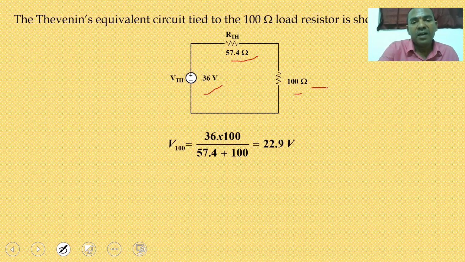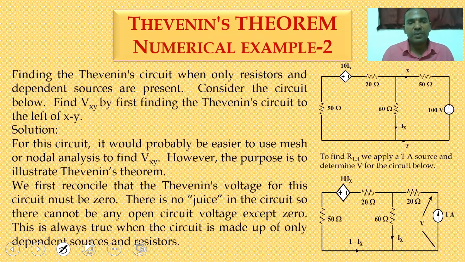So V100 is equal to, applying the voltage division, total voltage 36 into the same resistance 100 divided by the resistors connected in parallel, so 57.4 plus 100. Finally you can get 22.9 volts. So like this you have to solve the problem of dependent sources using Thevenin's theorem. Next, coming to the next problem.